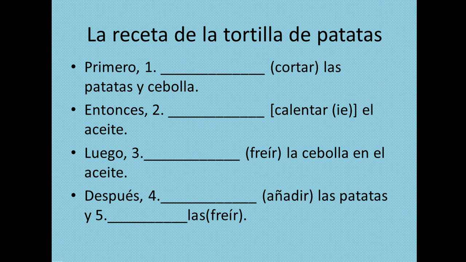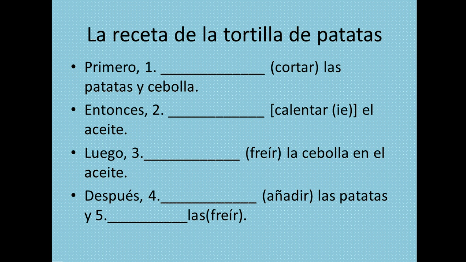So I want you to take a second to do these couple examples. Primero, blank las patatas y cebolla. Entonces, we have the verb calentar, and notice this verb is an E to IE boot verb. That's what that IE in parentheses means. So when you put it in the yo form, it is going to have a stem change because the yo form is within the boot. So it will also have a stem change in its command form.